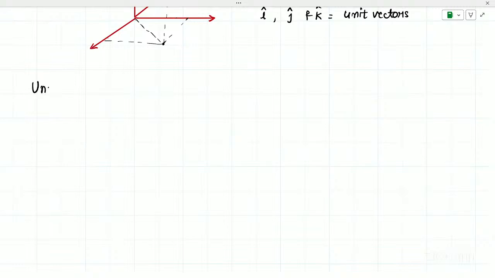Now, unit vector. This is the next topic. Unit vectors: a vector having unit magnitude.